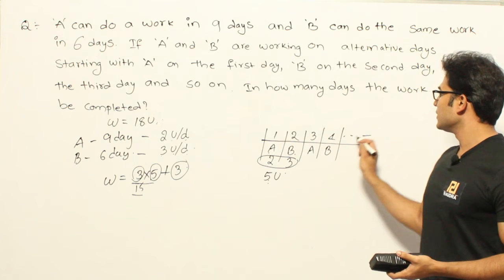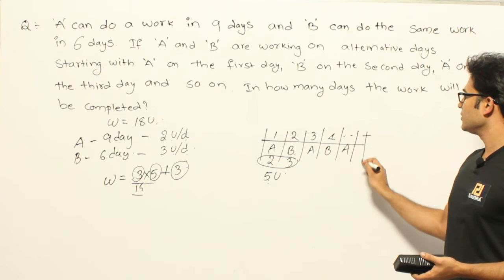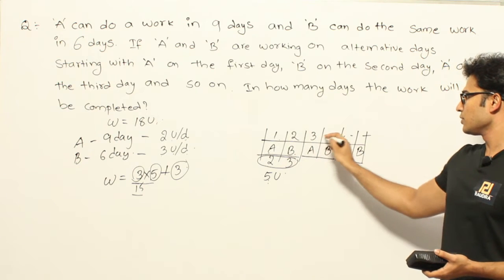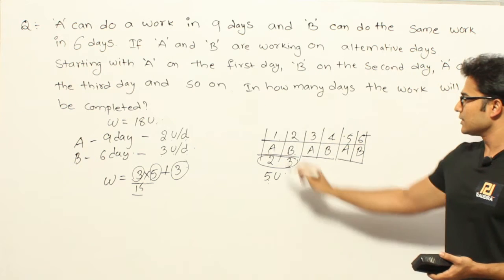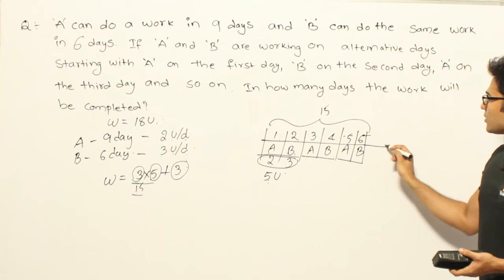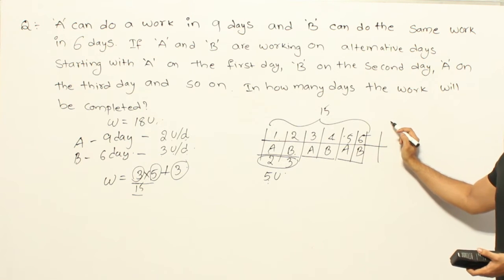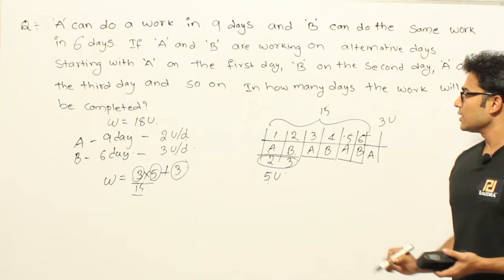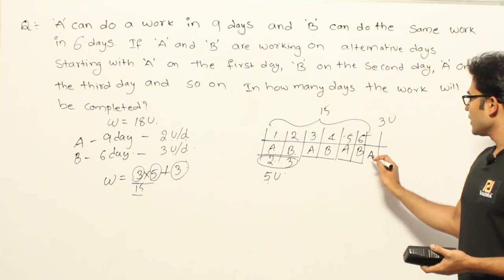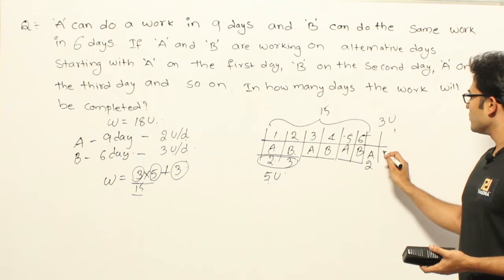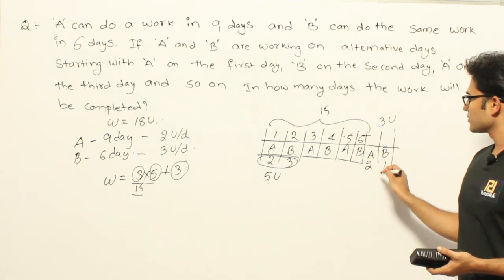See this. 3 turns means 1 AB, 2 turns, 3 turns. Therefore 1, 2, 3, 4, 5, 6 days. In 6 days we are able to finish a total of 15 units of work, and next how much work is remaining? 3 units of work is remaining. So whose turn is next? It is A's turn. And how much work can A do? In this case A can do only 2 units of work. Therefore if we do 2 units of work here, 1 more unit of work will be remaining. Therefore B has to finish that 1 more unit of work.